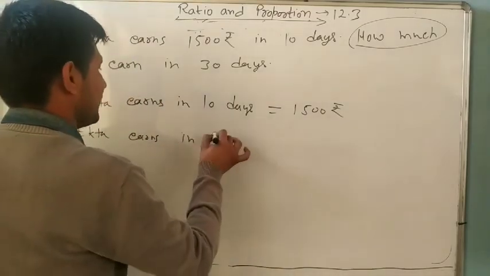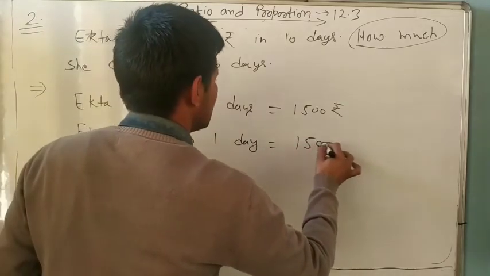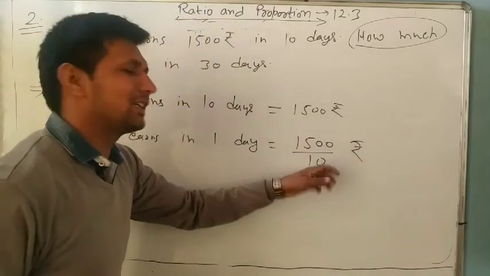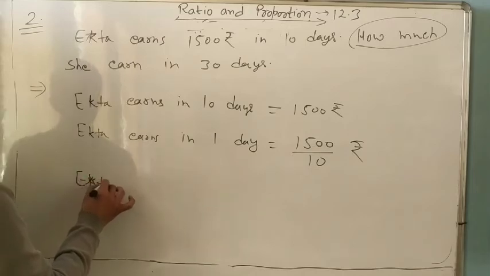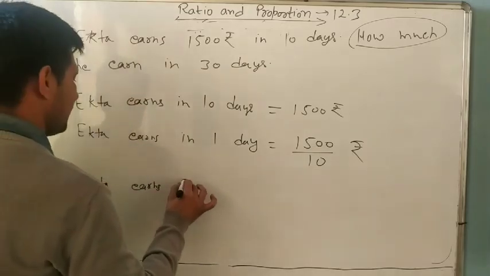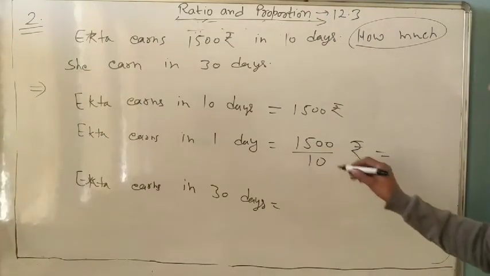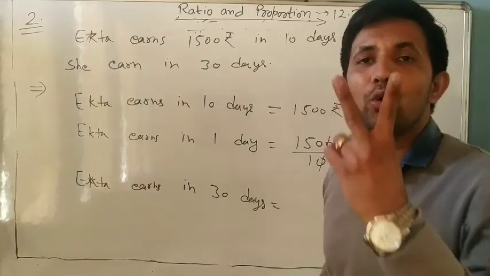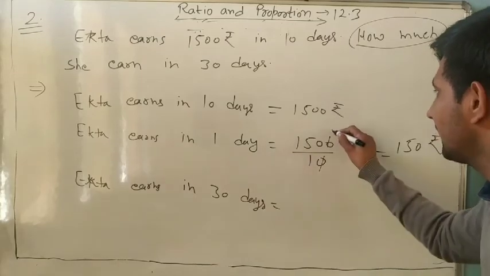So Ekta in 1 day: 1500 divided by 10 rupees. Either you can cancel, or leave it as it is. Ekta earns in 30 days. Cancel 0 with 0. So how much does Ekta earn in 1 day? 150 rupees. In 2 days, 2 into 150. In 3 days, 3 into 150.